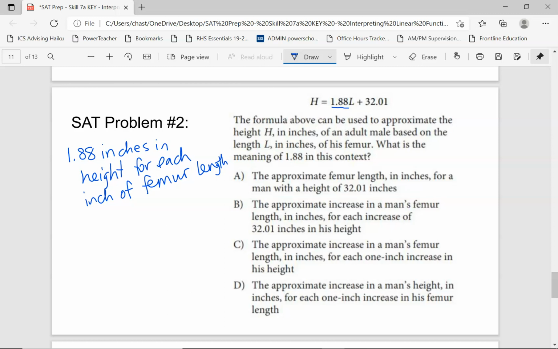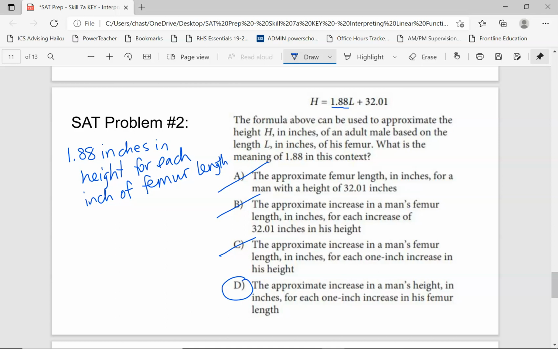The approximate femur length in inches for a man with a height of 32.01, no. The approximate increase in a man's femur length in inches for each increase of 32.01 inches in his height, no. The approximate increase in a man's femur length in inches for each 1 inch increase in his height, no. The approximate increase of a man's height in inches for each 1 inch increase in his femur length, yes.